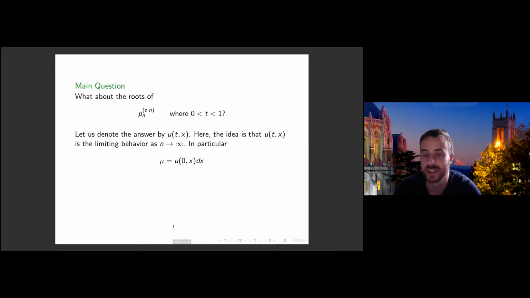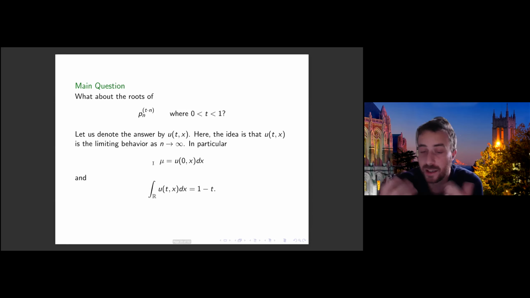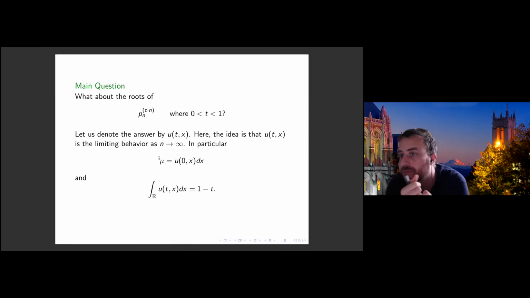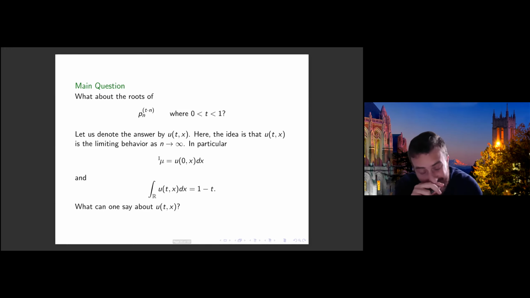So the original density is just the measure we start with. And what we know from counting is that if I integrate over the density at time t, the answer is going to be 1 minus t. Why is that? Well, it's because the original polynomial is assumed to have n roots. I differentiate t times n times. I'm left with a polynomial of degree (1 minus t) times n. And since n goes to infinity and is canceled out in the normalization, I should be left with a density that has mass 1 minus t. By construction, this has to be true. So what can you say about this thing?